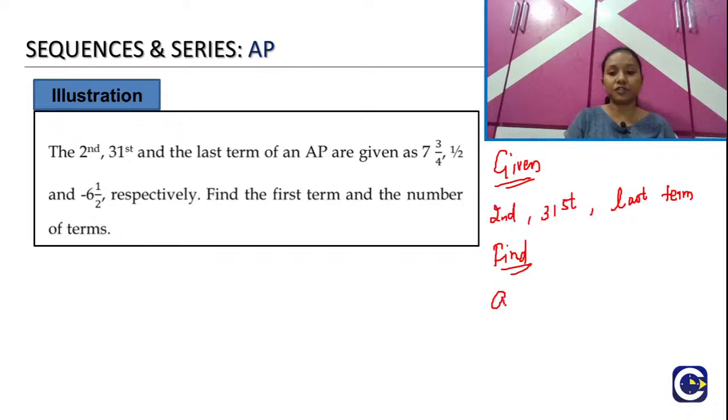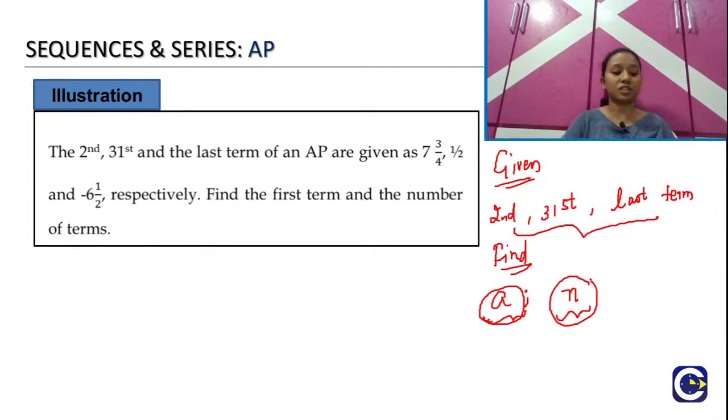So we have to find the first term, that is A, as well as the number of terms, that is N. So here these are the 2 things which we have to find using the given information, that is second, 31st as well as the last term. So you can solve this by applying our general term concept that we have discussed right now. So can you guys apply the general term concept and try and find out this first term of this arithmetic progression as well as the number of terms of this arithmetic progression.